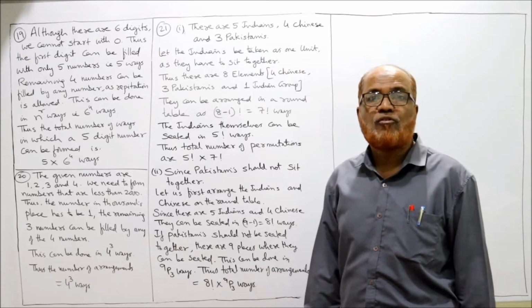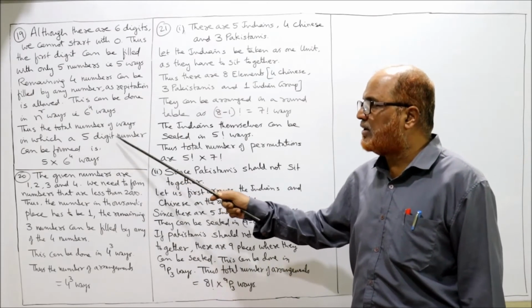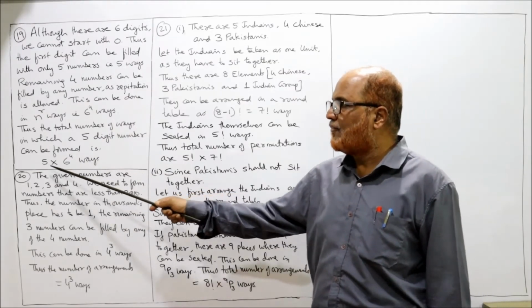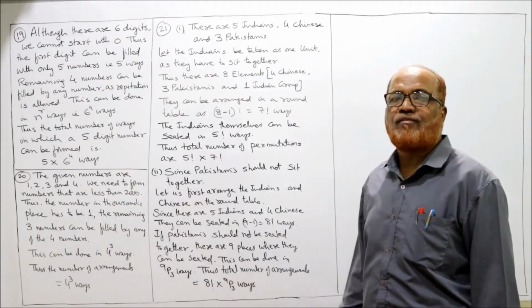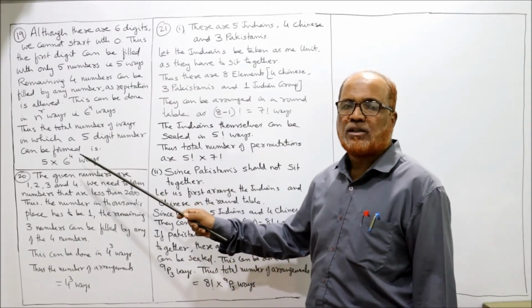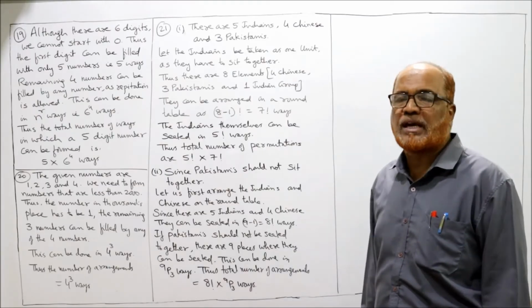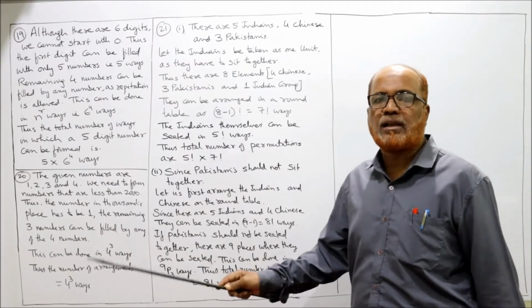So total number of digits are 6. We have to take only 4 digits. Thus the total number of ways in which a 5-digit number can be formed is 5 into 6 to the power of 4 ways. So these are the number of ways in which we can arrange a 5-digit number from the total of 6 digits.